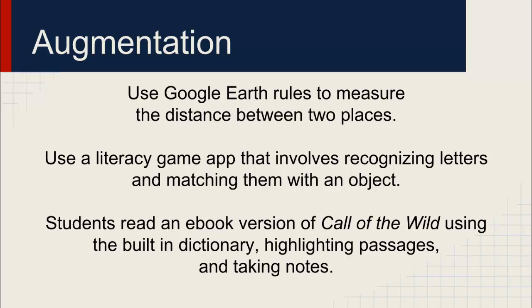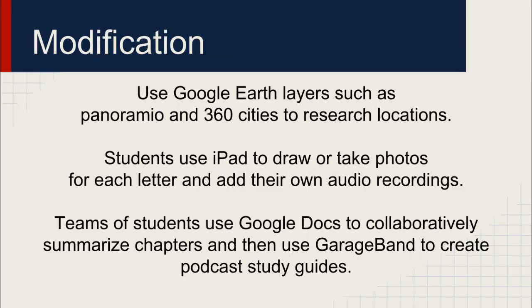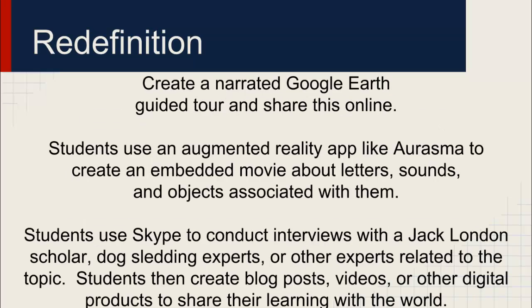You can see in these examples that kids are doing something a little bit more than they would in the substitution phase. Here are some examples of modification. You can really clearly see here that kids are creating and they're producing instead of simply being consumers. And these are examples of redefinition. And these you can see clearly that kids are creating, but then it's also being shared and other people have access to it.